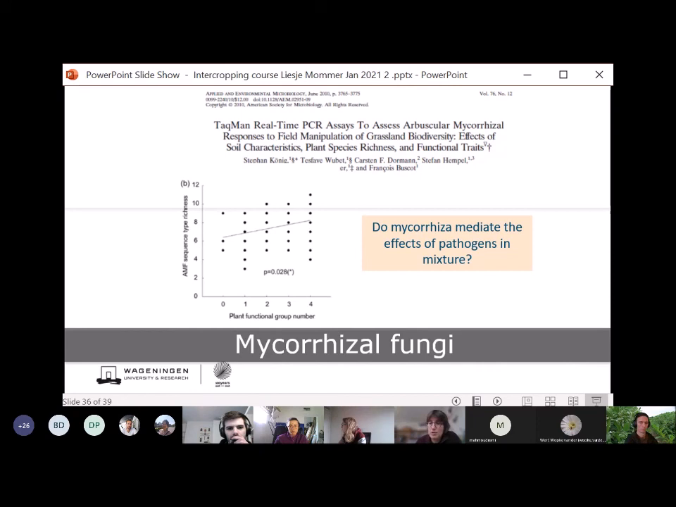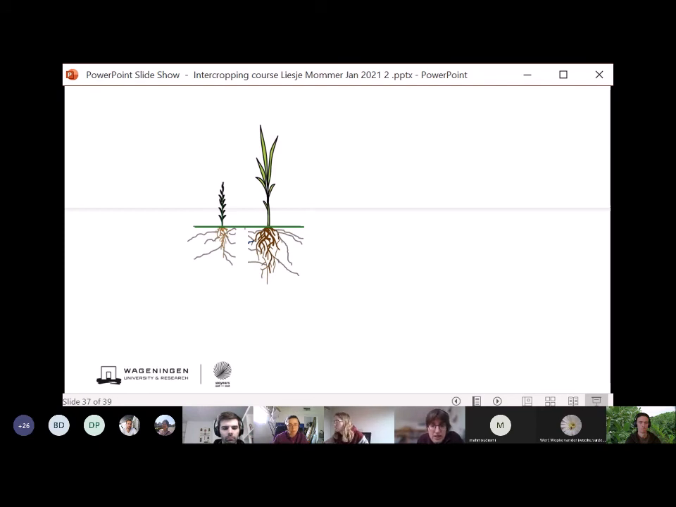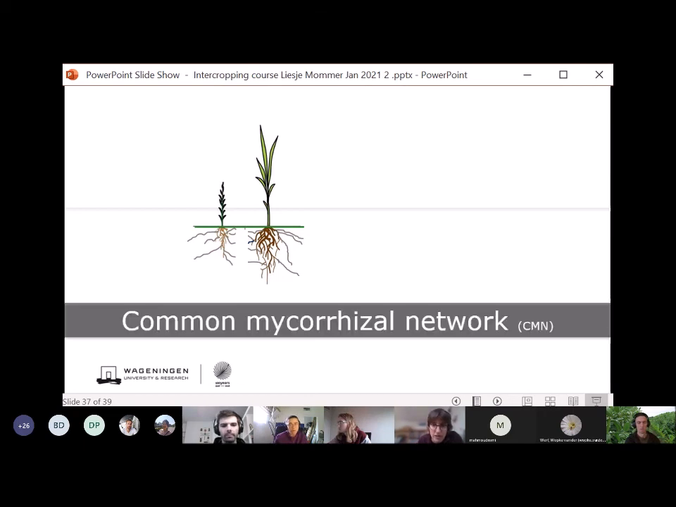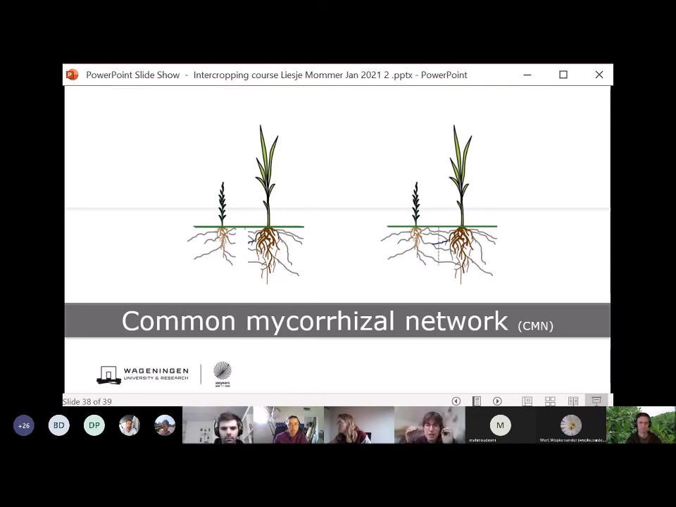And then one other thing that was also touched upon a little bit by Ken this morning: there are not only the bad guys in the soil, but also the good guys, and the good guys are normally considered to be the mycorrhizal fungi. And there's also a question about whether mycorrhizae might mediate these negative effects of pathogens in a mixture. It is important to think about mycorrhizae not as every plant species having its own mycorrhizal network, but as networks of mycorrhizae. You can see in the second graph that the plant root systems are connected to each other via these mycorrhizal fungi.